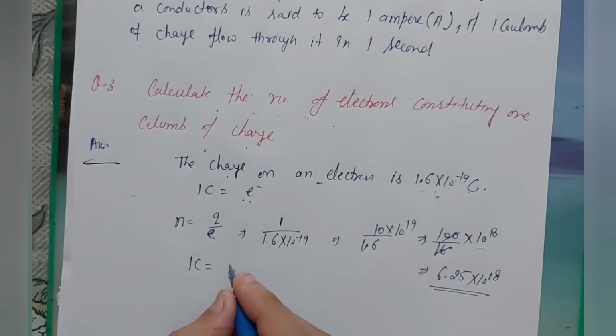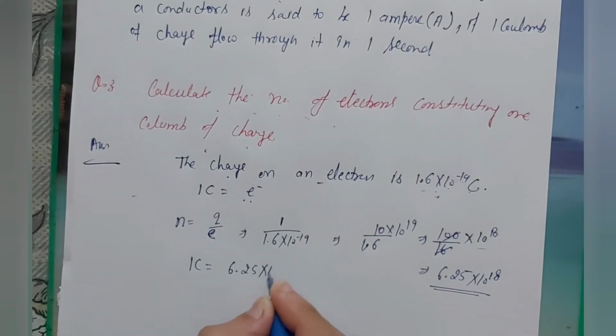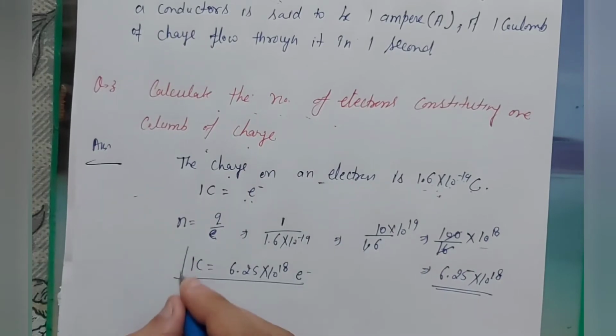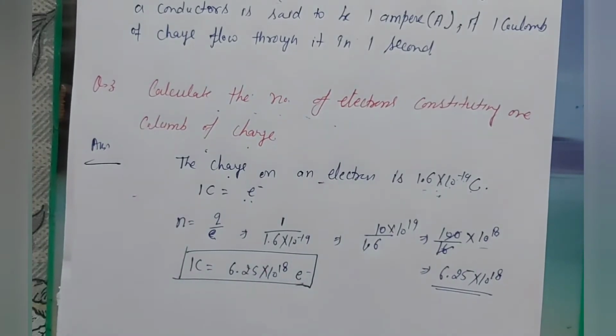So how many electrons are there in 1 coulomb? In 1 coulomb there are 6.25 multiplied by 10 raised to power 18 electrons. So this is the answer of this question.